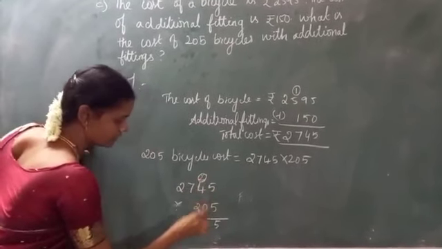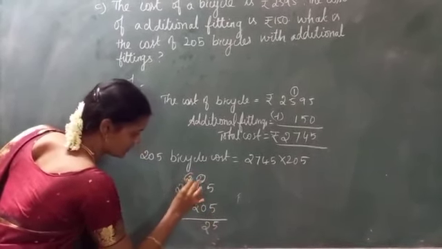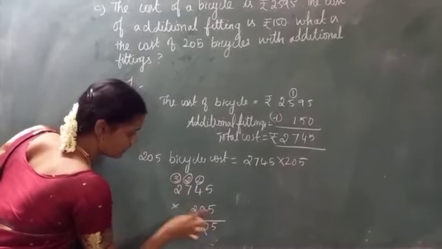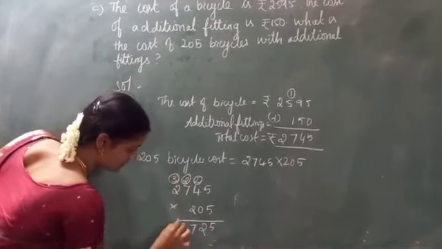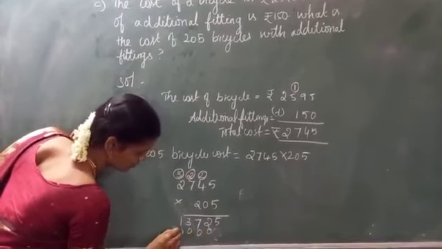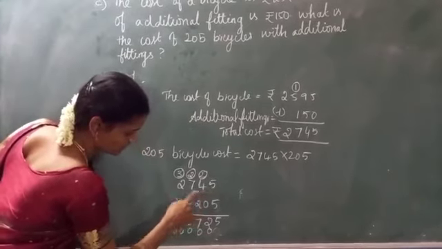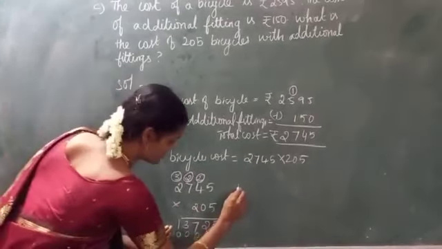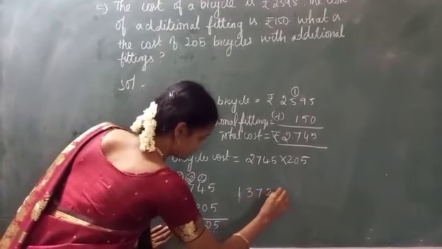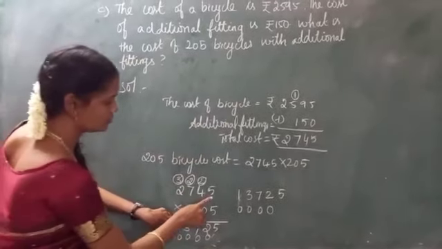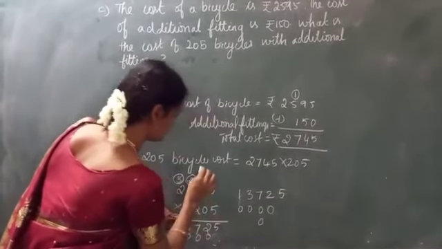5 4s are 20, 20 plus 2 is 22. 5 7s are 35 plus 2 is 37. 5 2s are 10, 10 plus 3 is 13. Then 0 0 0 0. Why? Because when 0 is multiplied by any number we will be getting 0. Here I don't have space, so I use another margin. 0. Next 2. 2 5s are 10.